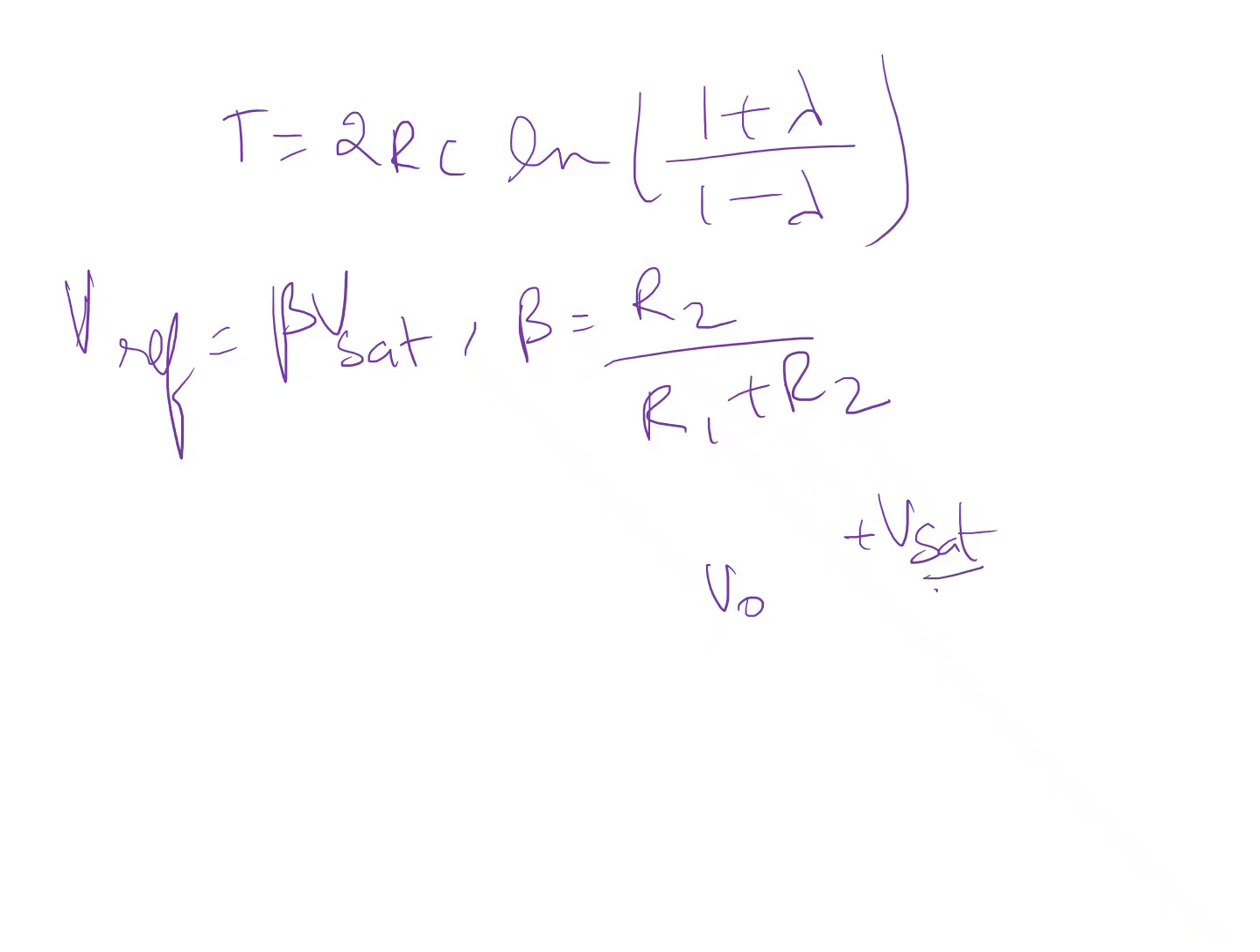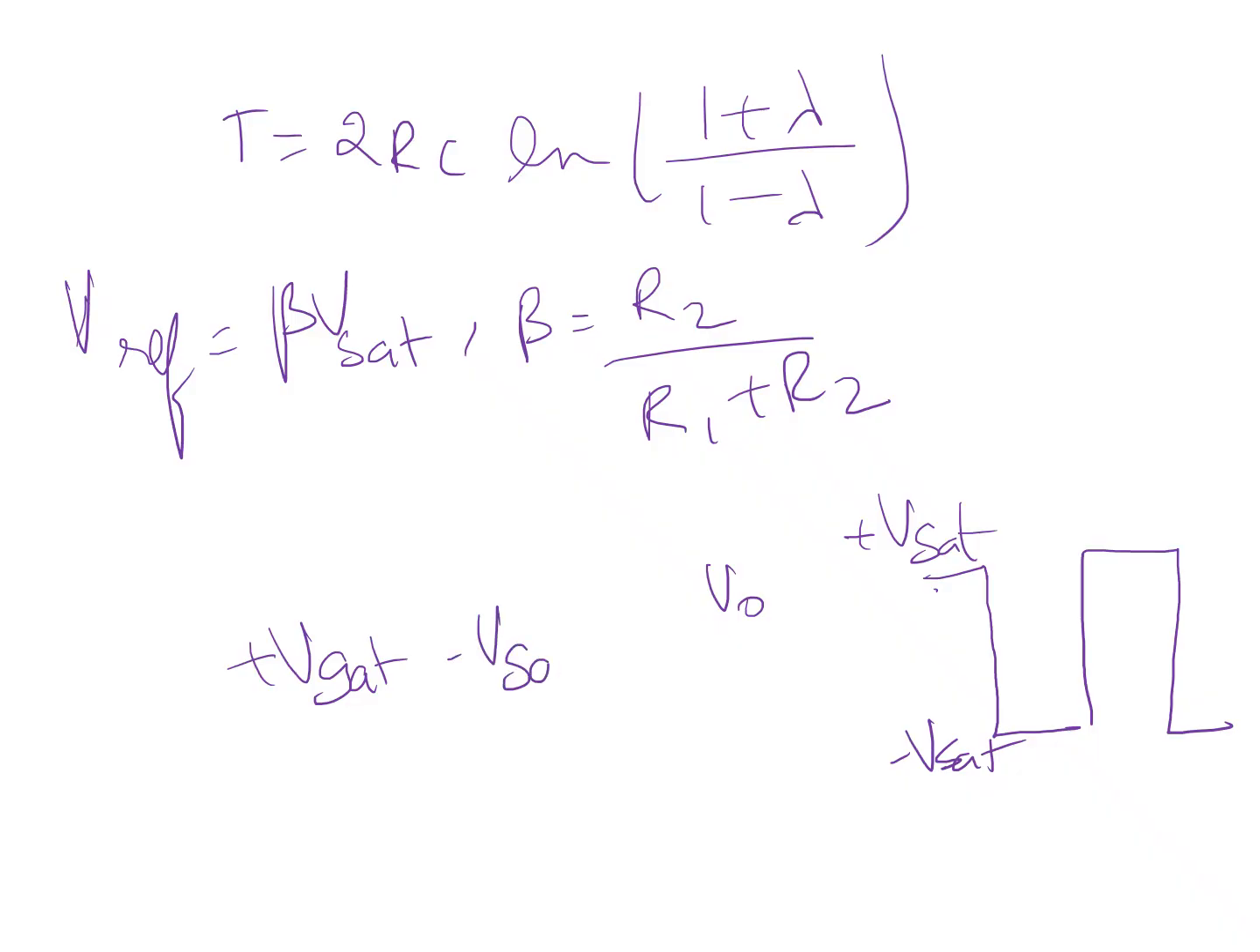Then V naught will be going to minus V sat. Again from minus V sat to plus V sat, the capacitor discharges and then the cycle repeats like this. Thus, a square wave is generated between the two limits plus V sat to minus V sat. And this amplitude is decided by the values of the resistors connected and the feedback ratio beta. This is about the square wave generator circuit.